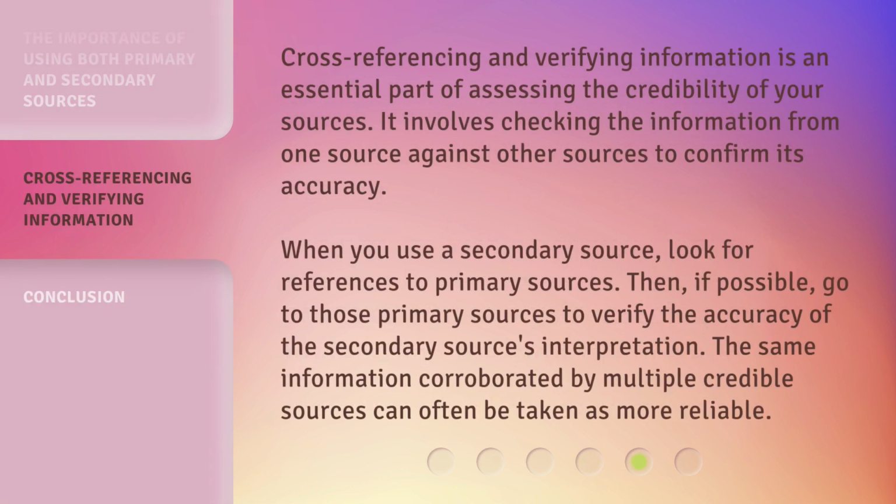Cross-referencing and verifying information is an essential part of assessing the credibility of your sources. It involves checking the information from one source against other sources to confirm its accuracy. When you use a secondary source, look for references to primary sources. Then, if possible, go to those primary sources to verify the accuracy of the secondary source's interpretation. The same information corroborated by multiple credible sources can often be taken as more reliable.